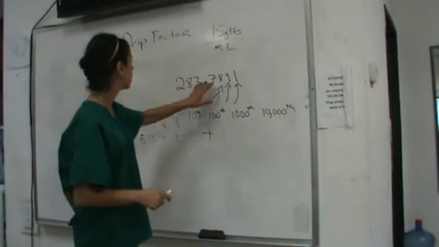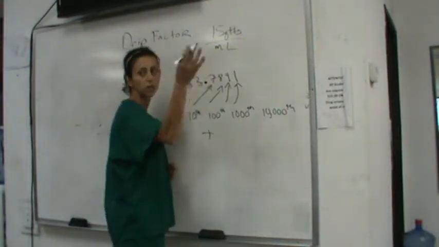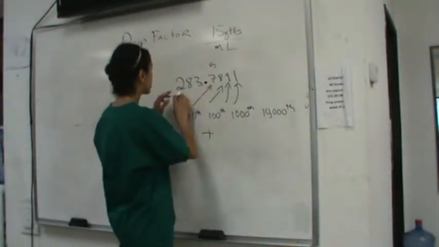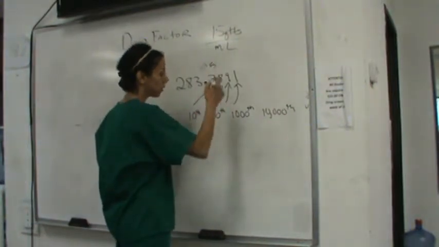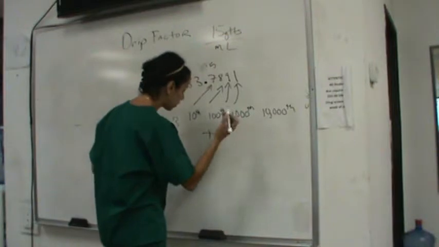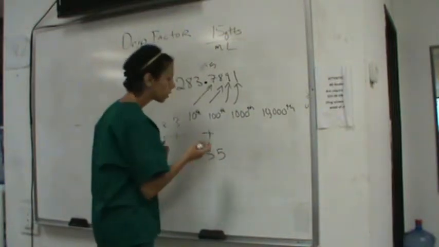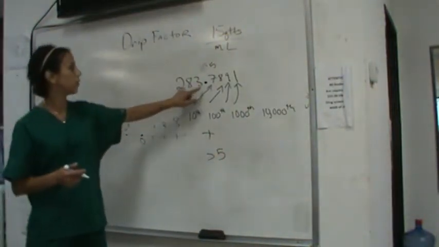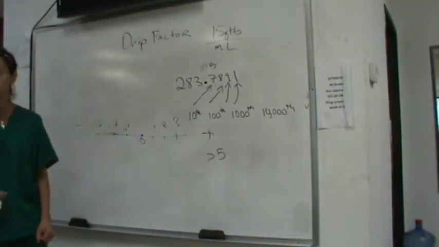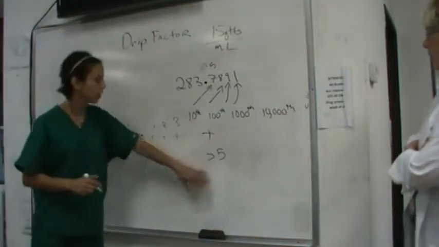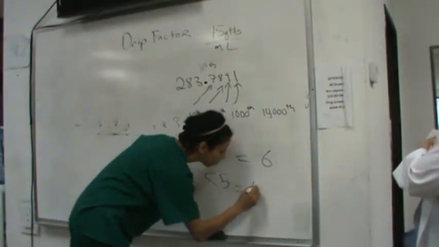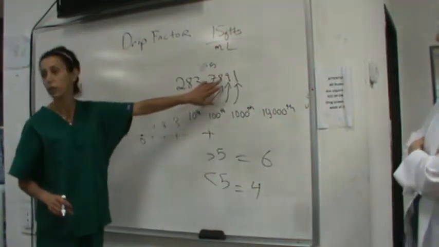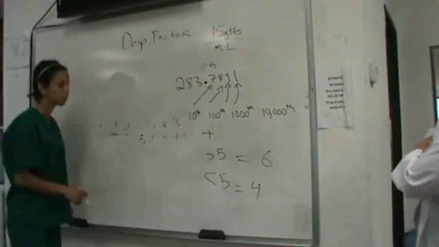So this is minus, this is plus. Whenever I see less than a 5, that means 284 becomes 283. If it's more than 5, then it's gonna go up to 6. Less than 5 is gonna be 4. So this is really important, this number right here. And I go from there.